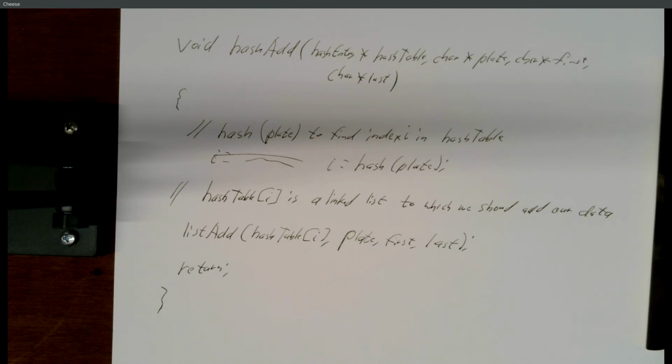And this is how most of the functions in your hash package are going to look. So this is modularizing, right? This is not reinventing the wheel again and again. This is saying I already have something that adds to a linked list. Here's a linked list. Here's something I want to add to the linked list. Here, magic list add function, do this for me. And it does it for you.